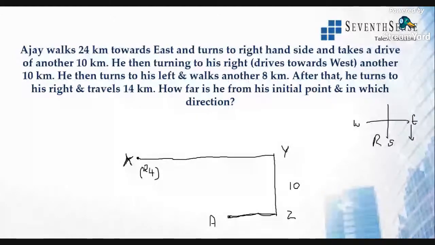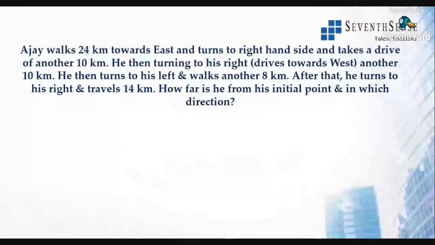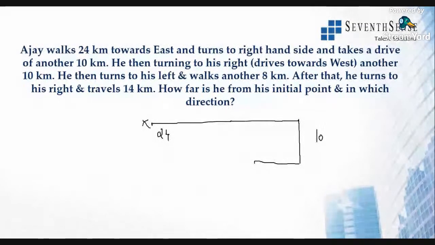So left in the sense, I think it will be coming a little bit below. I'll draw a little bit above, a little bit up. So this is his starting point. He travels 24 kilometers and then he turns right. He travels 10 kilometers. Then he turns towards west and he travels 8 kilometers. So till here it is 8.